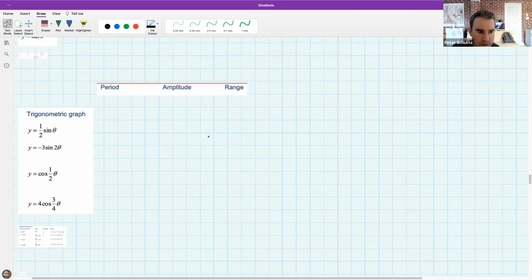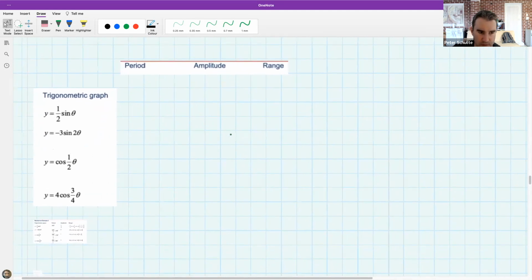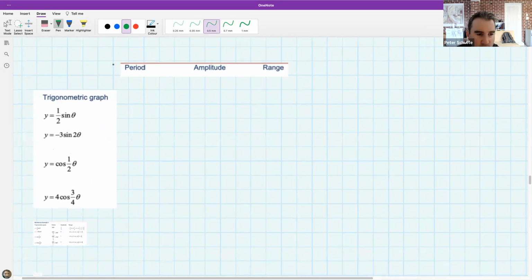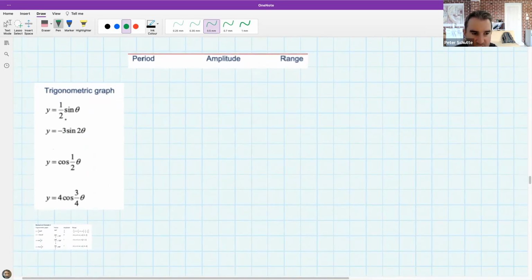Actually today we're not going to draw, we're just going to look at this. These are 4 different trig graphs. And what I notice is in the first one, there is one change there. In the second one, there are 2 changes. There's a thing there and there's a thing there. In the third one, there's a change there. And in the fourth one, there is a change here and a change here.